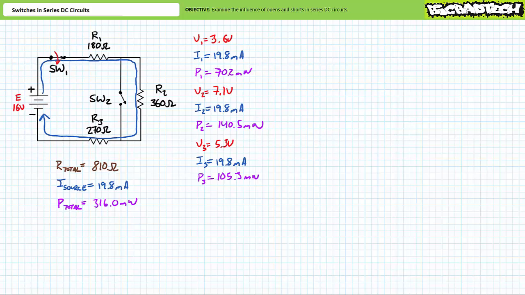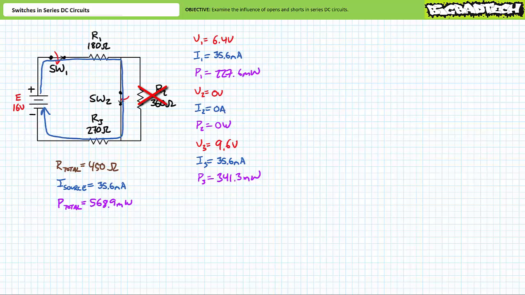Current through elements in series is the same. I1, I2, and I3 all equal 19.8 milliamperes. As a result, R1 experiences a 3.6 volt drop, R2 experiences a 7.1 volt drop, and R3 experiences the remaining 5.3 volt drop. R1 dissipates 70.2 milliwatts of power, R2 dissipates 140.5 milliwatts of power, and R3 dissipates the remaining 105.3 milliwatts of power.